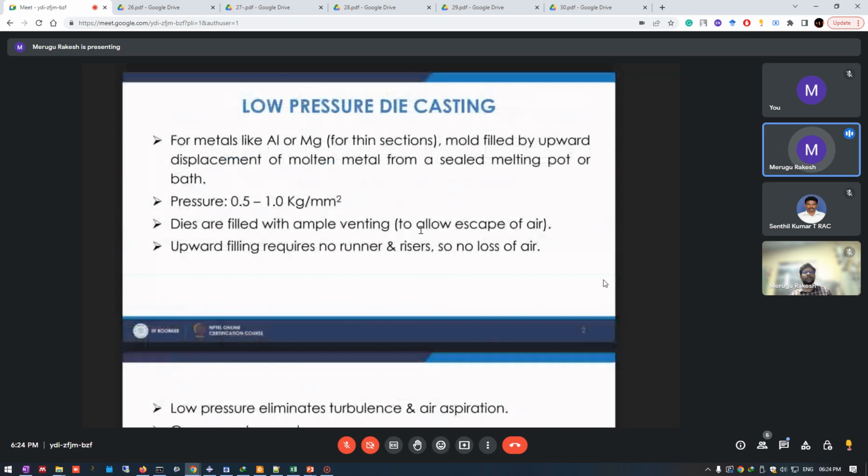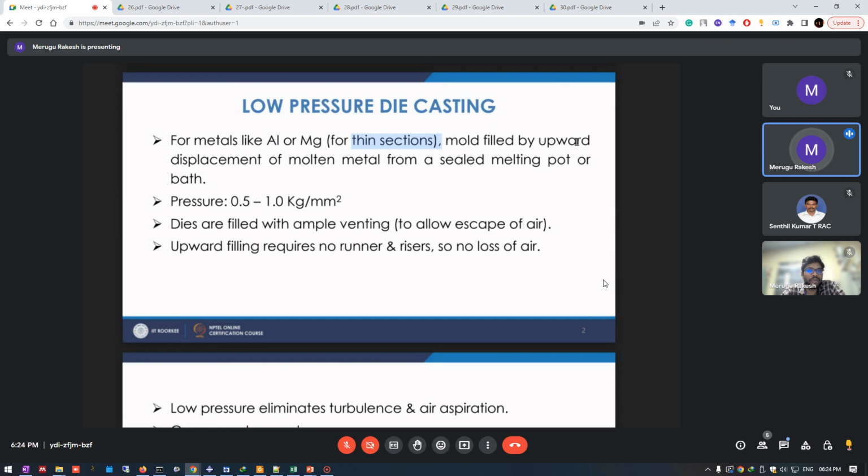Till now we have seen that we are using pressure forcefully in order to fill the die. So there will be too much turbulence because the velocity of the melt going into the casting will be very high, and there is a problem of oxide formation because of the turbulence inside. But in low pressure die casting, we use low pressure. We even go to vacuum in order to fill the casting, so we avoid the turbulence being created inside. This is mainly used for aluminum or magnesium, also for thin sections.